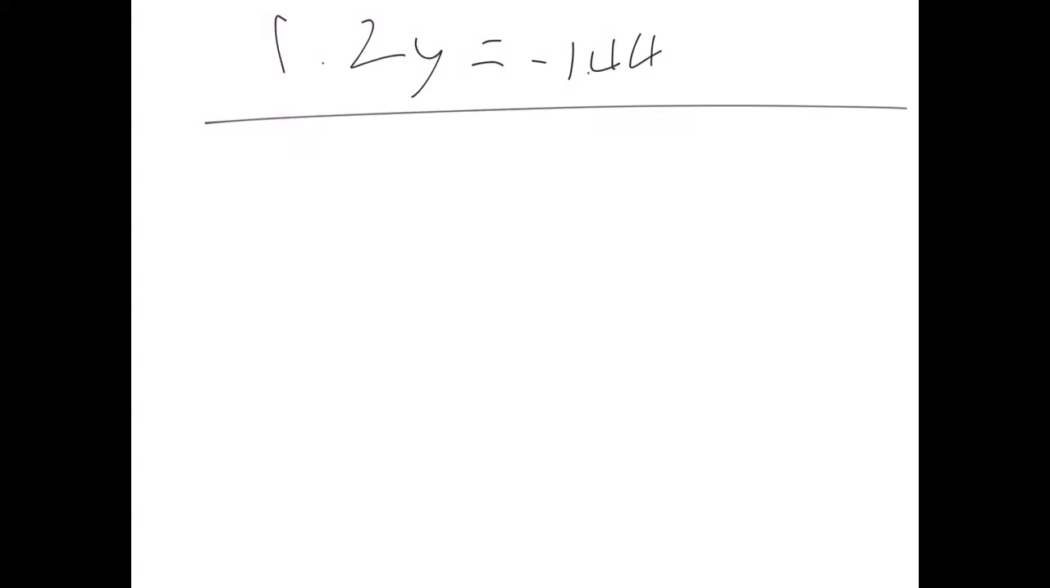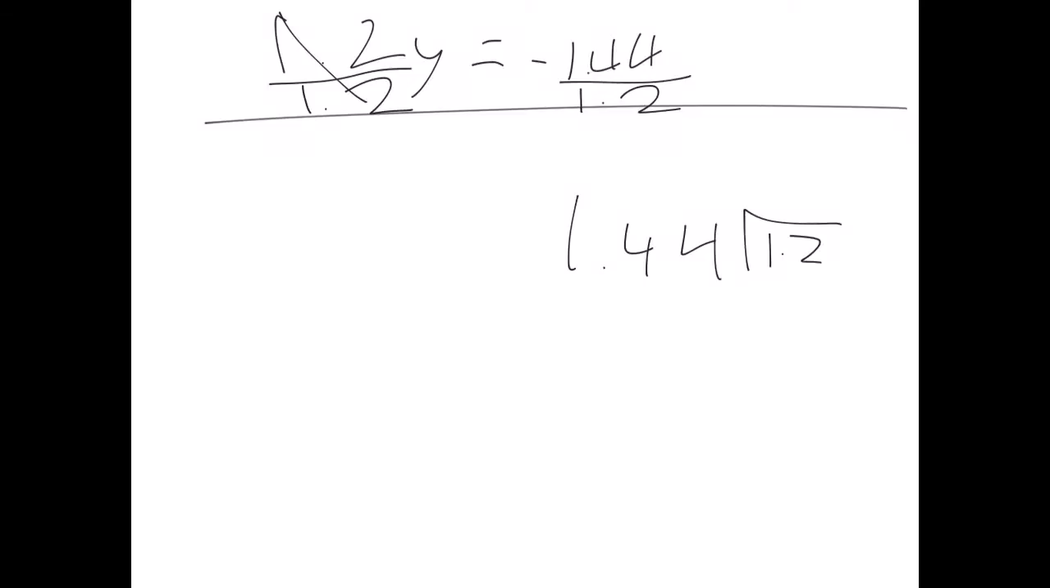This is how to solve equations by multiplication. To cancel out multiplication, you have to divide. So 1.2 divided by 1.2 cancels out. So 1.44 gets divided by 1.2. So it's 1.44 divided by 1.2.